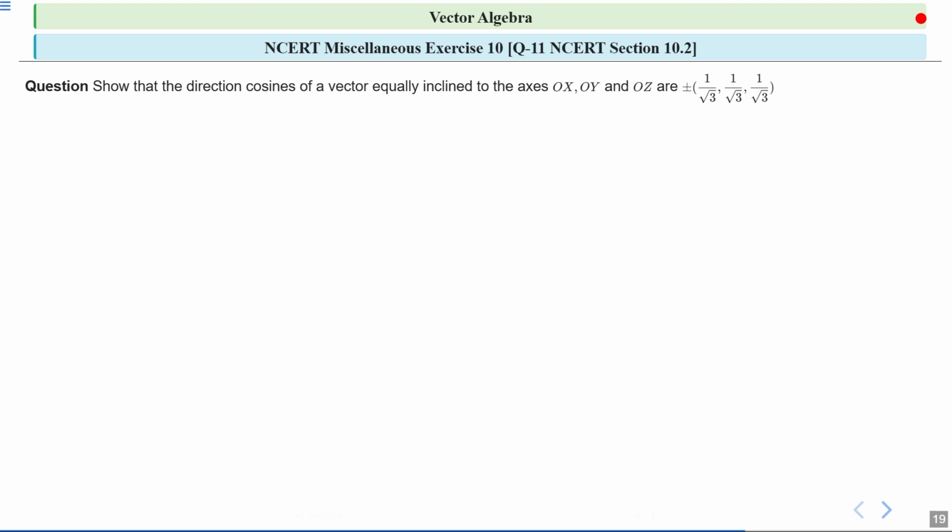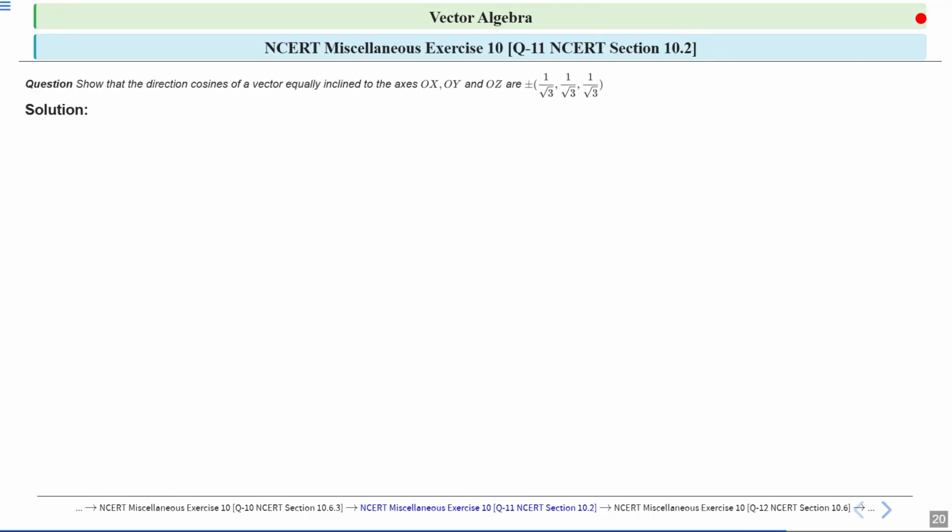Direction cosines are the cosines of the angles that a vector makes with each of the coordinate axes, right? You can notice that the question is asking us to prove a specific result for a vector that makes the same angle with all the three axes, right? So let's see how we can solve this.